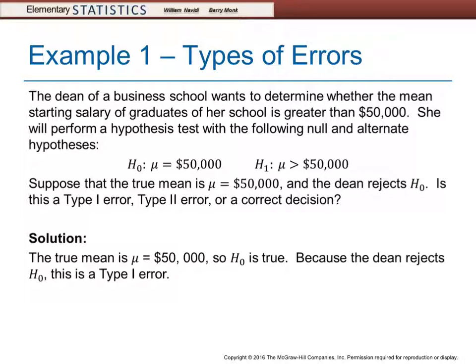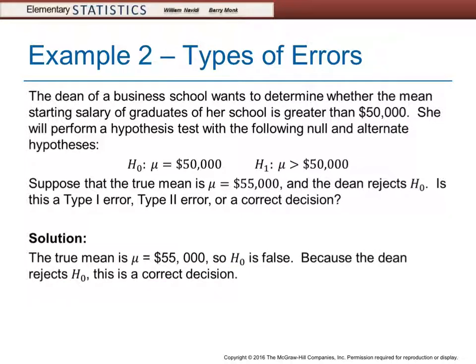Is this a type 1, type 2, or a correct decision? Well, in this particular case, the true mean is 50,000. So H0 is true. Because the dean rejects H0, this is considered a type 1 error.